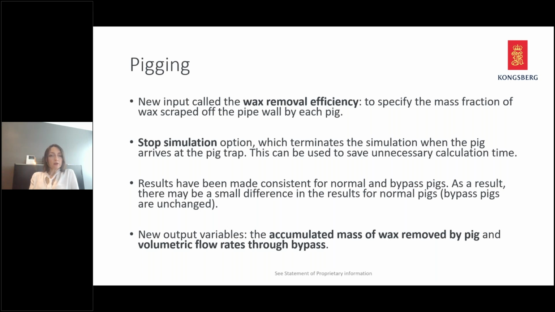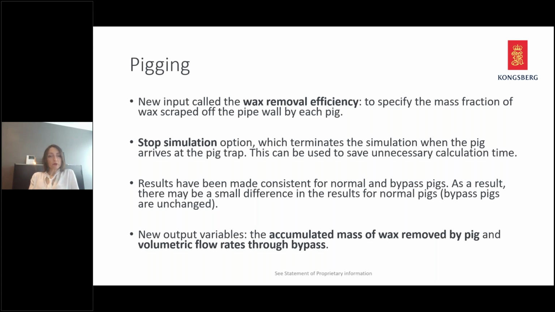It is now also possible to use the stop simulation controller to terminate a simulation when the pig has arrived at the pig trap. This is quite interesting since we normally don't know how long it will take for the pig to travel from the launcher to the trap.